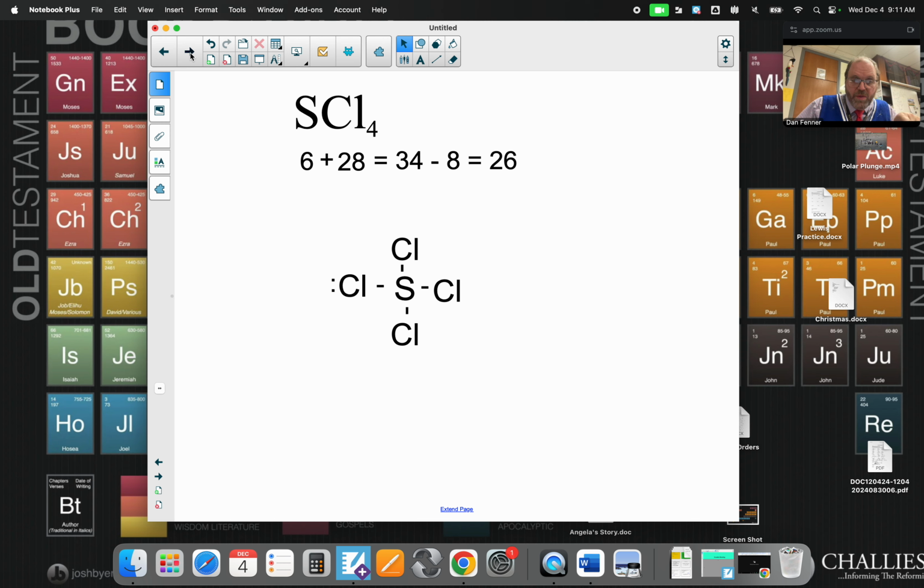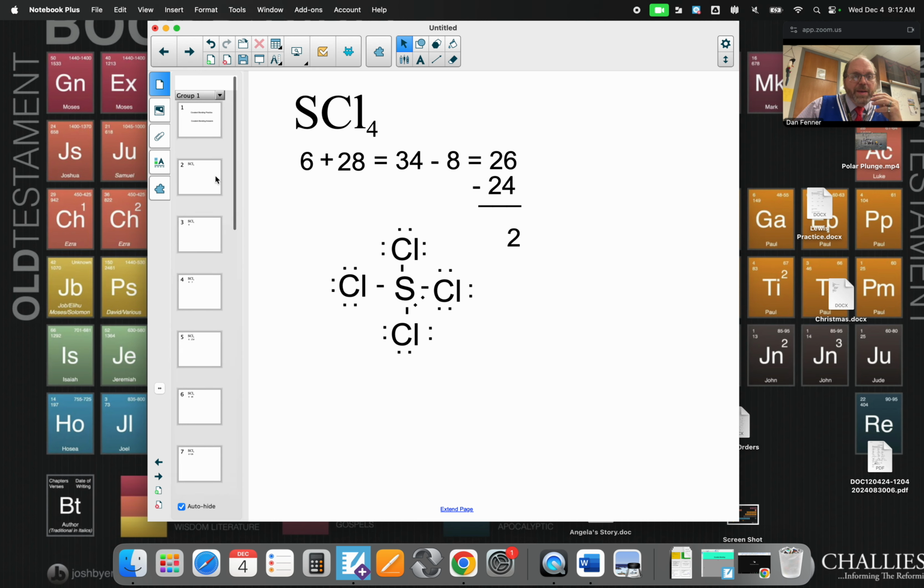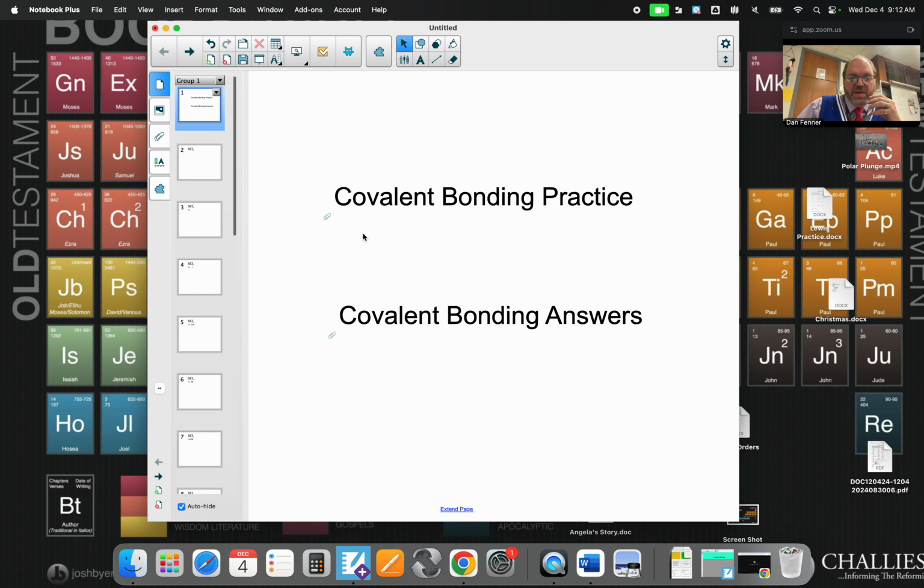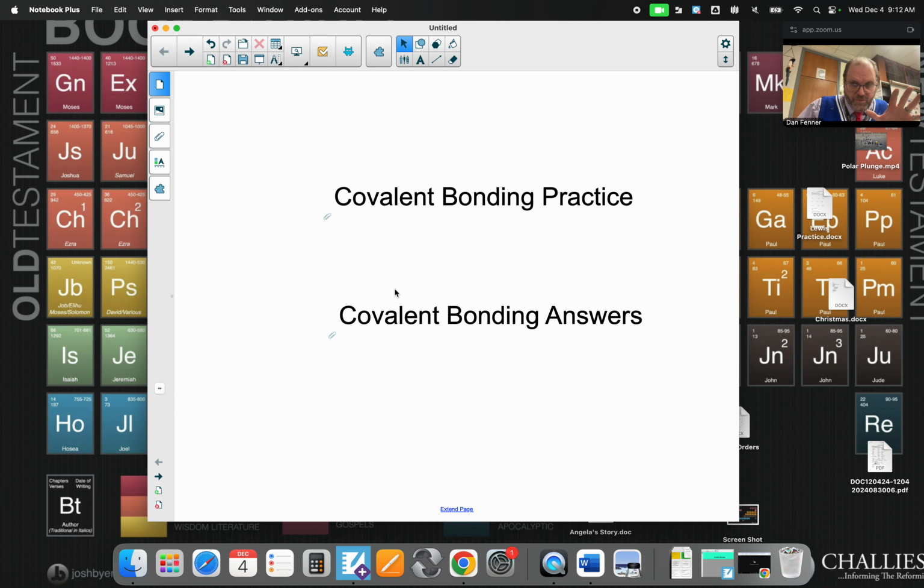So 1, 2, 3, 4, 5, 6, 7, 8, 9, 10, 11, 12, 13, 14, 15, 16, 17, 18, and 24. Subtract 24, and that leaves me with 2 electrons. Those are extras, so the extras go on the center. That's the structure. It's a superoctet. Let's go back up and look at the answers for the rest of those. So finish up, and when you're ready, here are the answers.